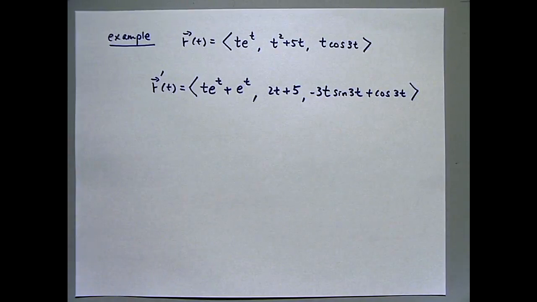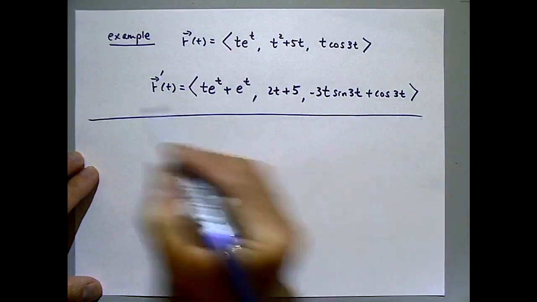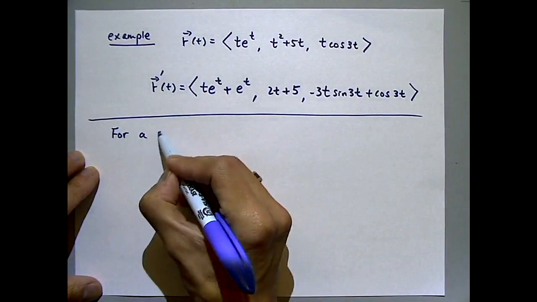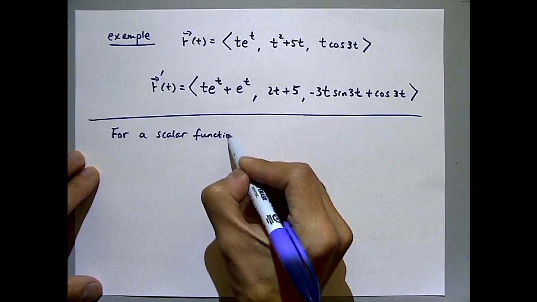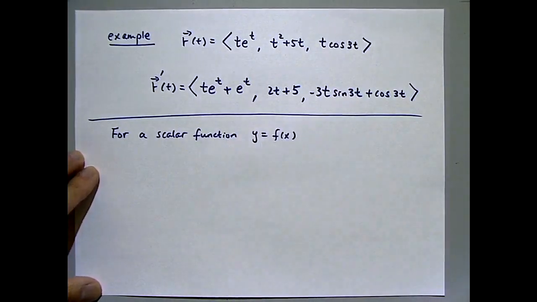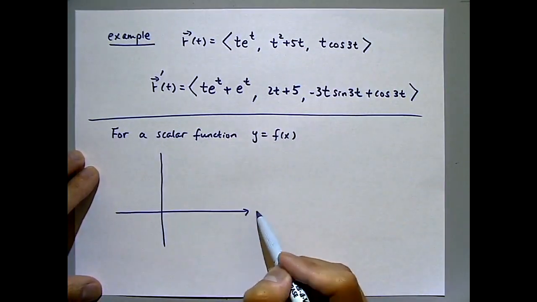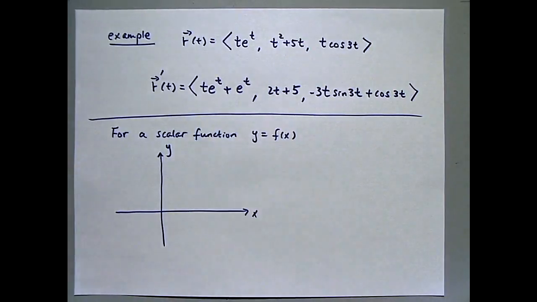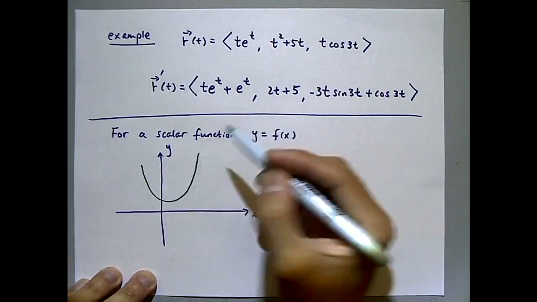Now let's find out what exactly this r prime of t looks like. Let's go back to the scalar function again. For a scalar function, y is equal to f of x. And let's say f of x looks like, let's just make it a parabola.